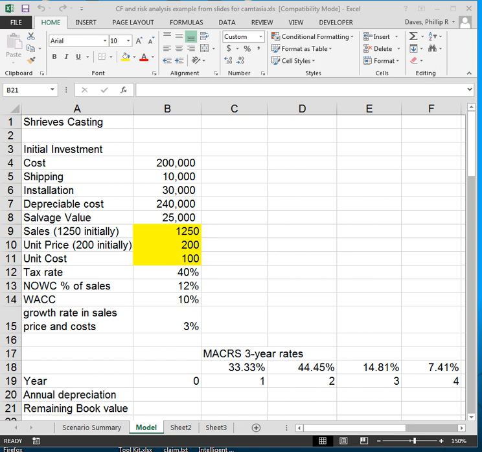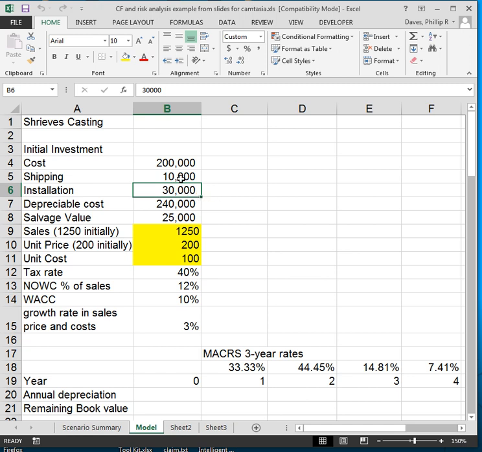Alright, in this video we're going to calculate the cash flows for a capital budgeting project. This is Shrieves Casting Company, and let's talk a little bit about what we have here. We've got an initial investment cost of $200,000. It'll cost $10,000 to ship this piece of equipment in, $30,000 to install it.